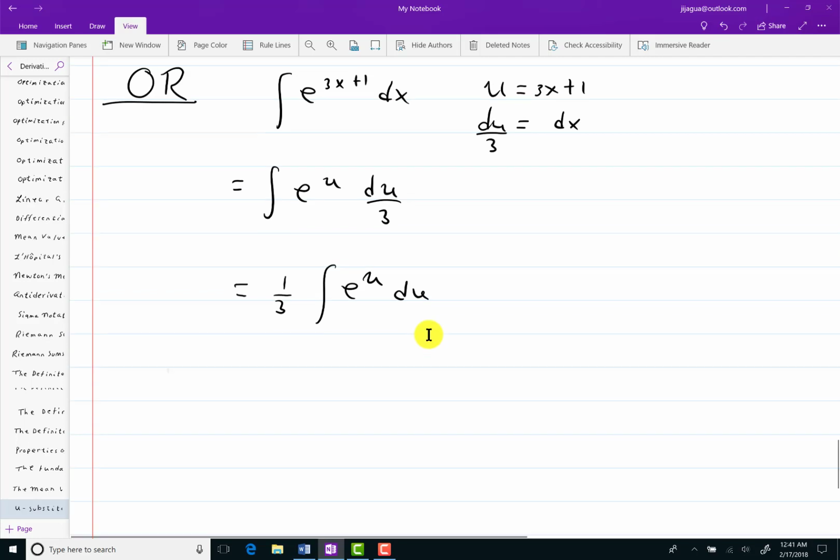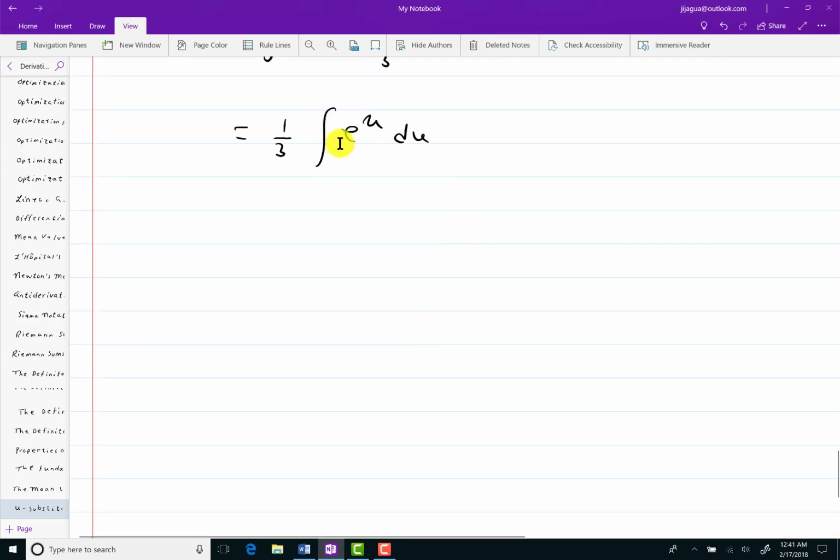But that's the easiest of all the integrals. The integral of e to the u is just e to the u. So that's 1/3 e to the u plus c. And then I'll put the u back, which was 3x plus 1. So that's another way to get to it.